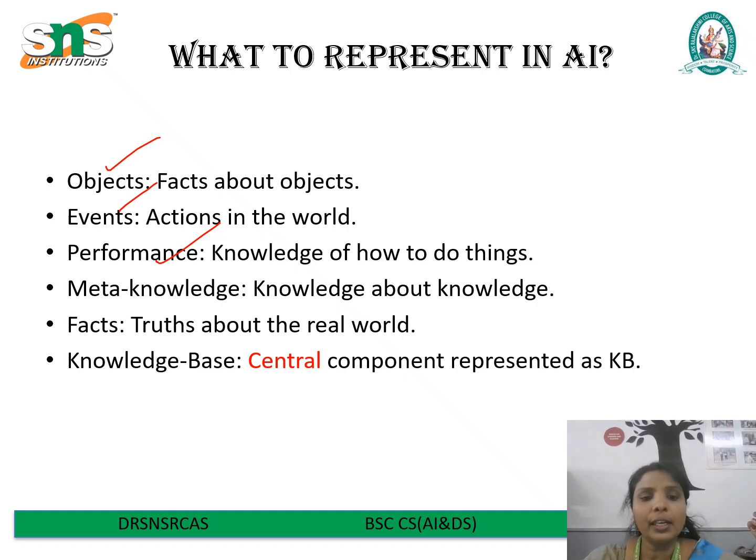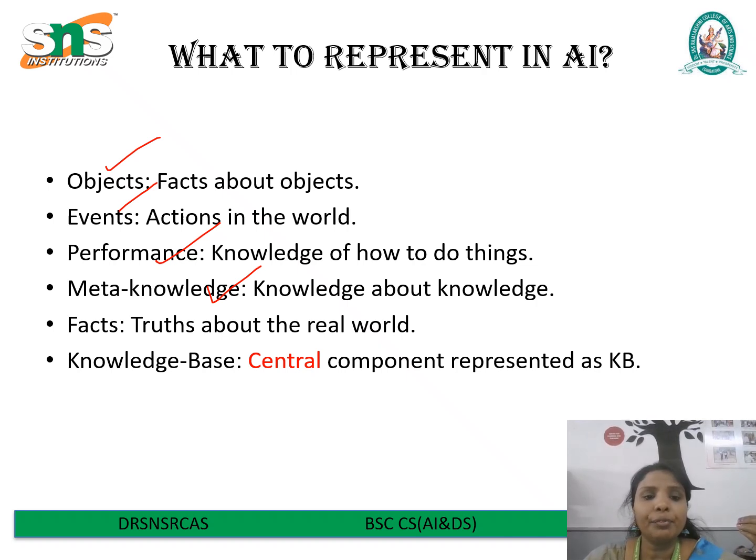Next one is meta knowledge. Meta knowledge is knowledge about knowledge. It allows AI to reason about its own capabilities and choose an appropriate strategy or tools for a given situation. For example, an AI may determine that it lacks enough data to make a decision and must request human input.